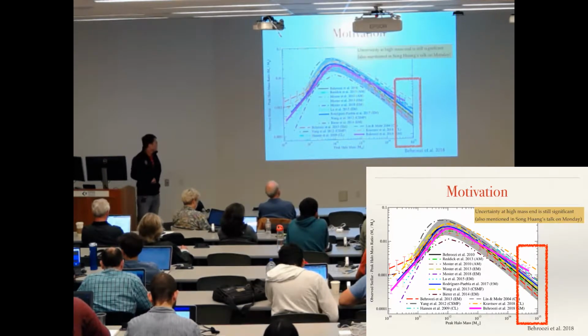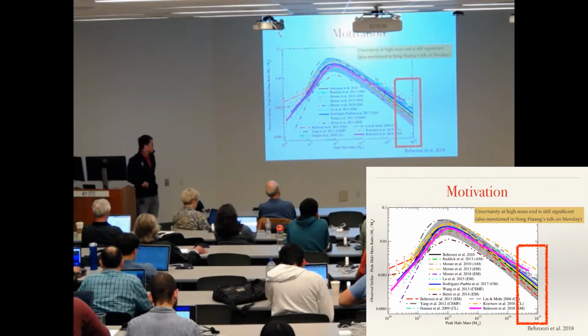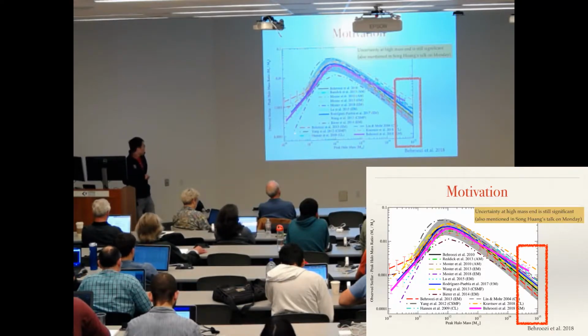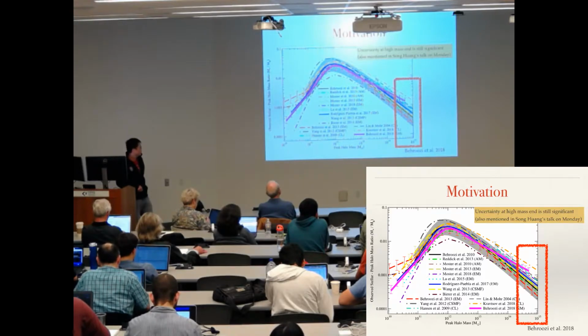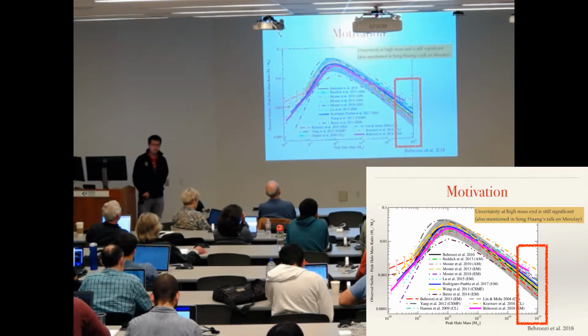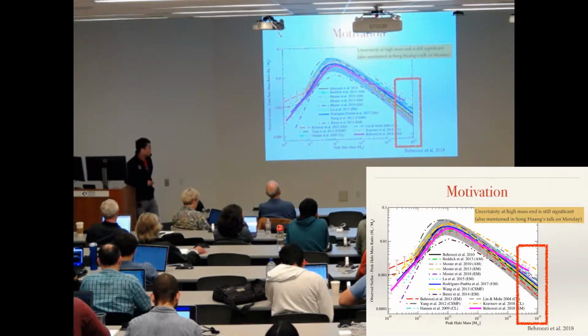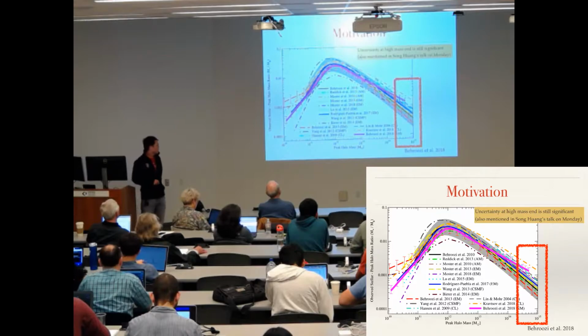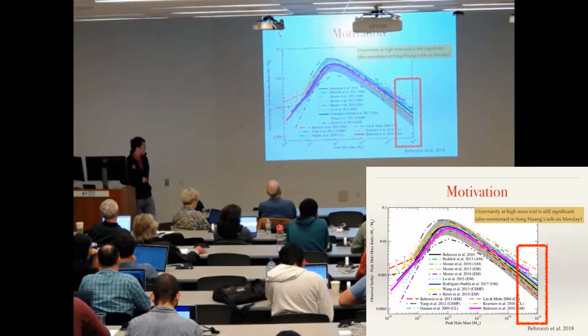I think this plot has been shown many times in this conference, so let me just remind you. This is a plot from Peter Behroozi's UniverseMachine paper, where he plotted the stellar mass-halo mass relation as a function of peak halo mass. As pointed out in, I think, Song Huang's talk on Monday, the uncertainty at the high mass end is still very significant.